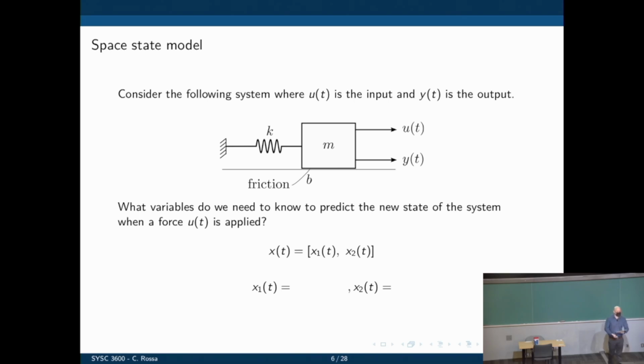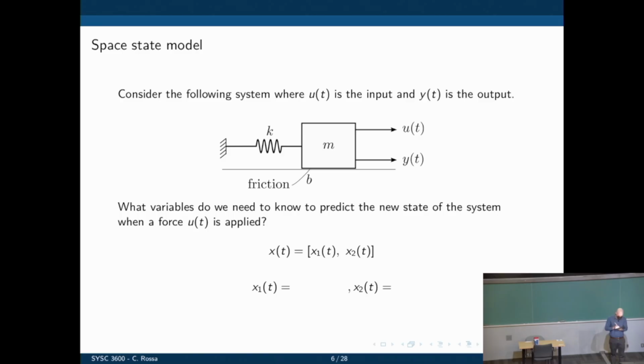So let's look at this example here. Let's consider this system as a mass spring damper system. U is the input, that's the force, and Y is the output. What variables do we need to know to predict the new state of the system when a force, u of t, is applied? Now we are interested in the future position of this mass spring damper system. So to do that, we need to know first its actual position. And we also need to know its speed, how fast it is moving when that force is being applied.